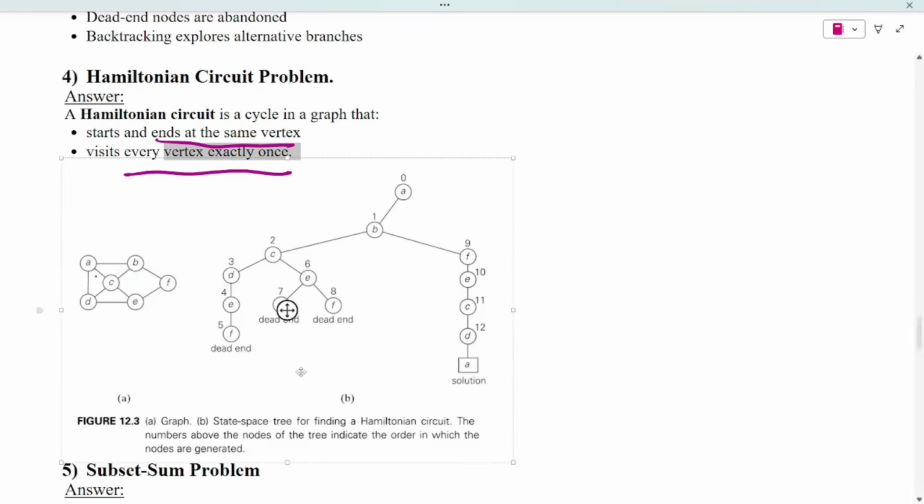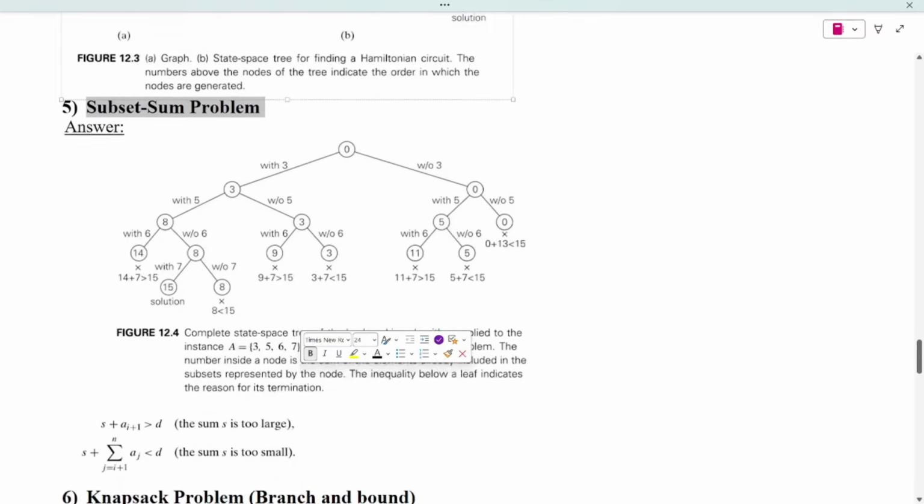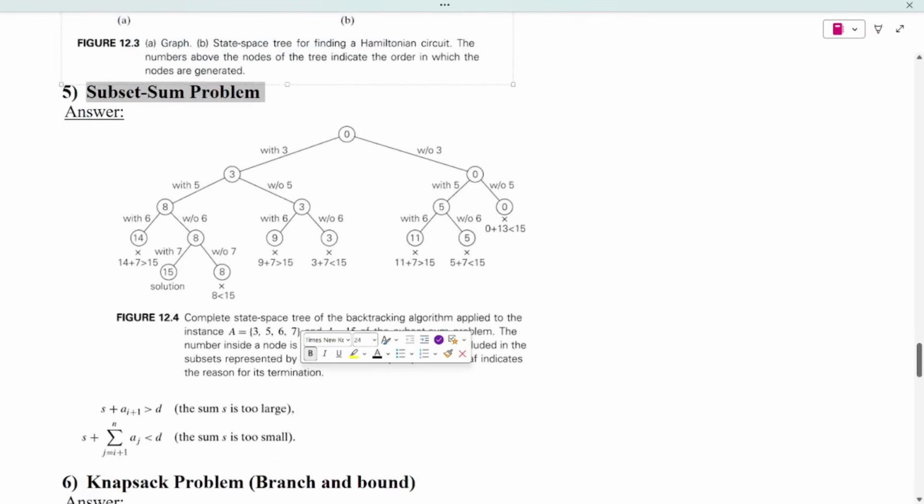Now, what you can see here: A, B you go, then F, then E, then you come to C, D, next you come to A, and it became the position which you started from. That is the Hamiltonian circuit problem, where you got the solution, that is you start and end at the same vertex. Next is the sum of subset problem, where you insert the values 3, 5, 6 and 7.